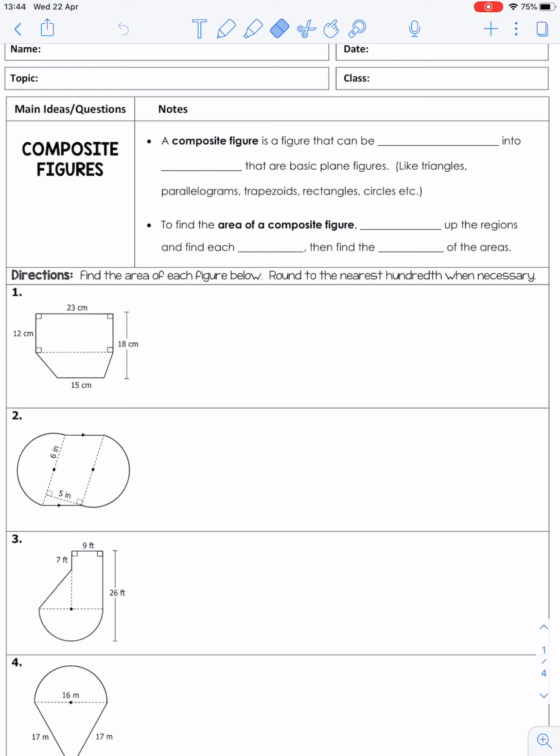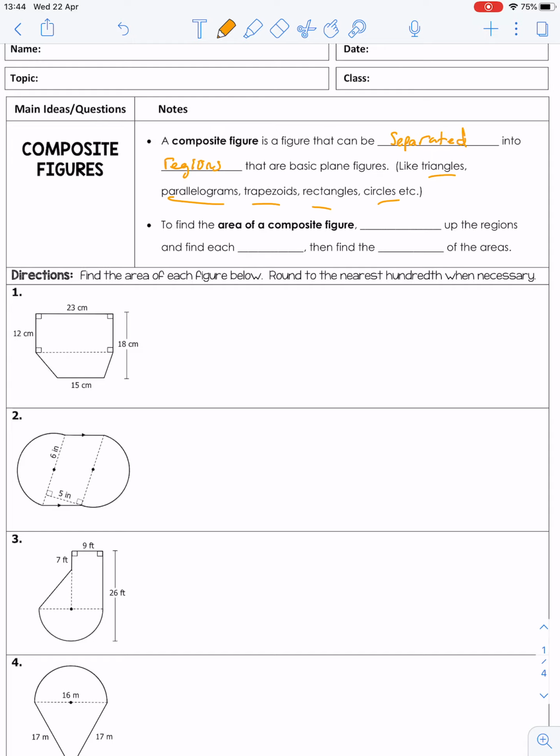So let's start with some definitions here. A composite figure is a figure that can be separated into regions that are basic plane figures. And a basic plane figure is like a triangle, parallelogram, trapezoid, rectangle, circles. All those that we just learned in 10.1.